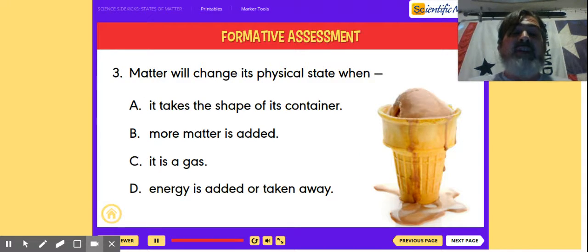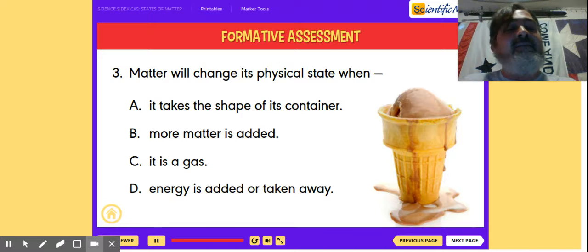Now, matter will change its physical state when it takes the shape of a container, more matter is added, it is a gas, or energy is added or taken away. Now, you guessed it, matter changes its physical state. It's all about adding and taking away energy.